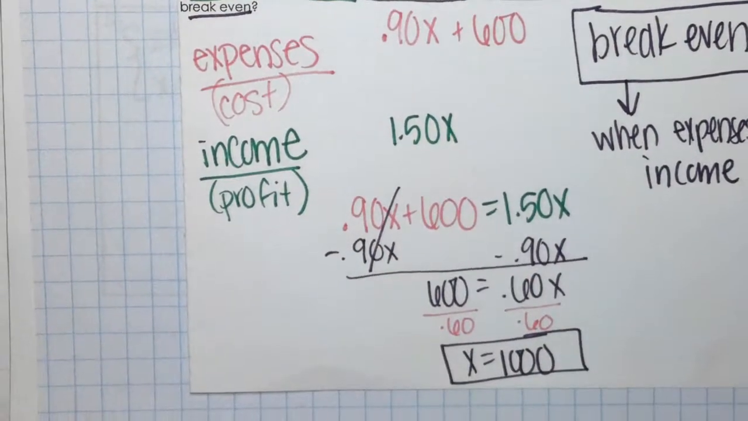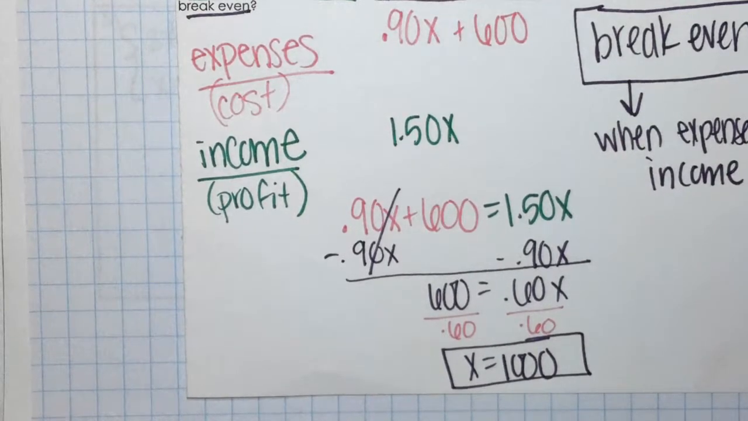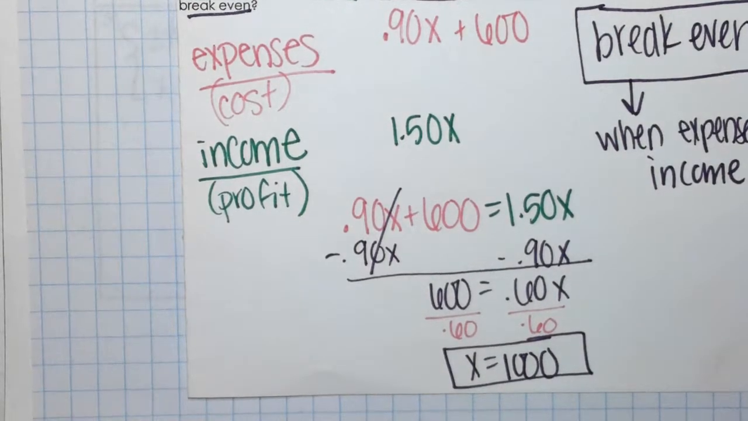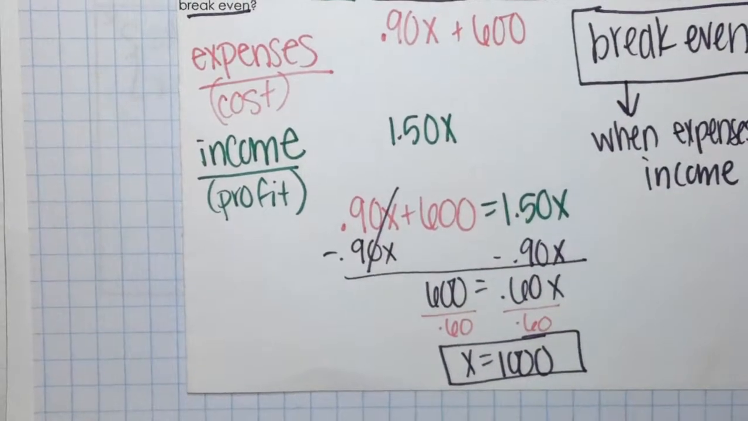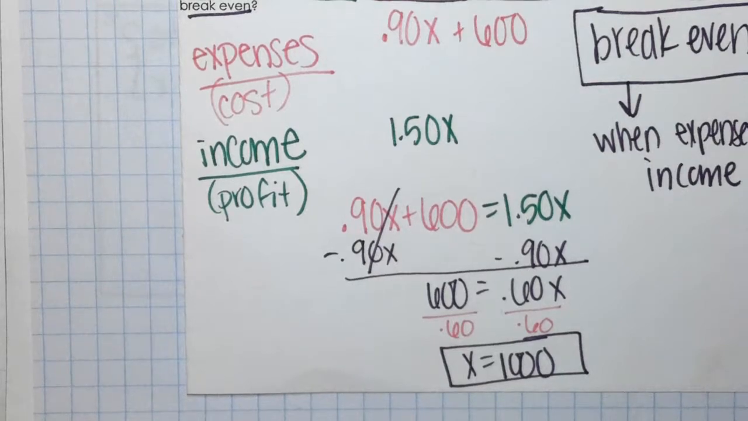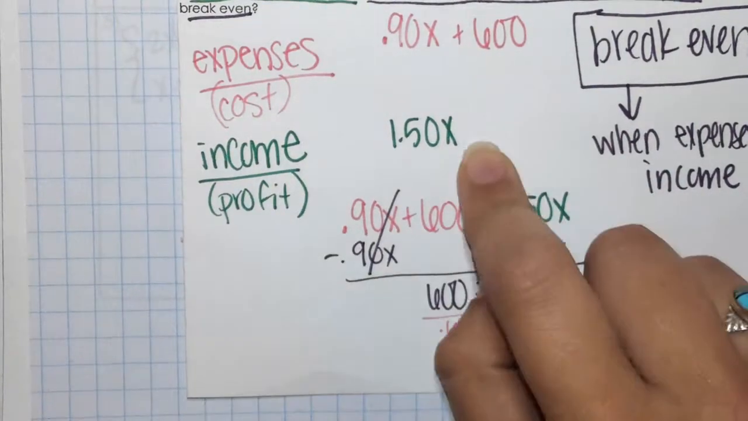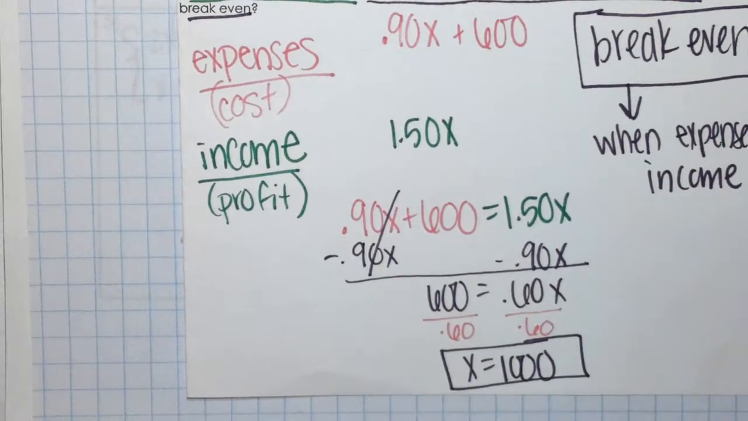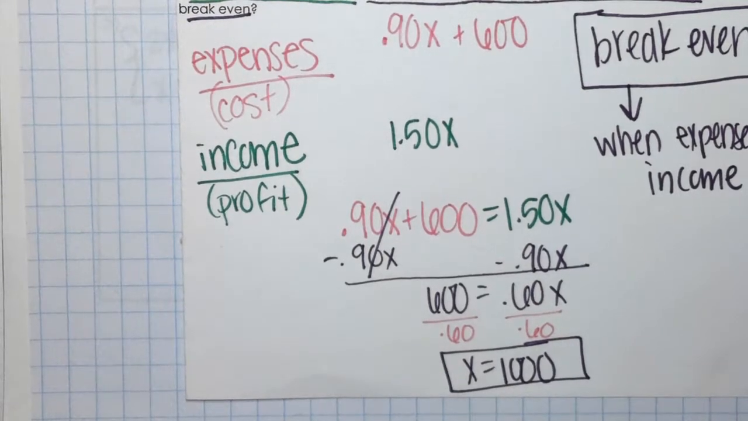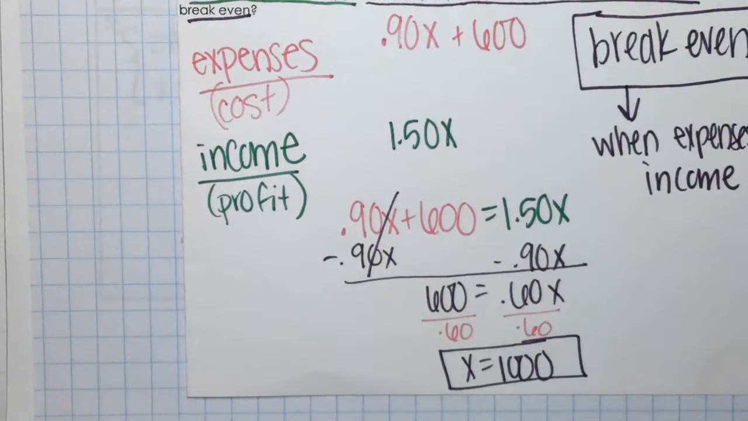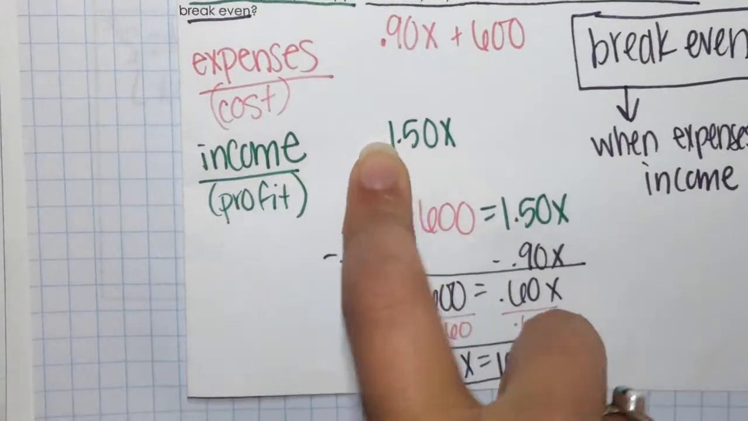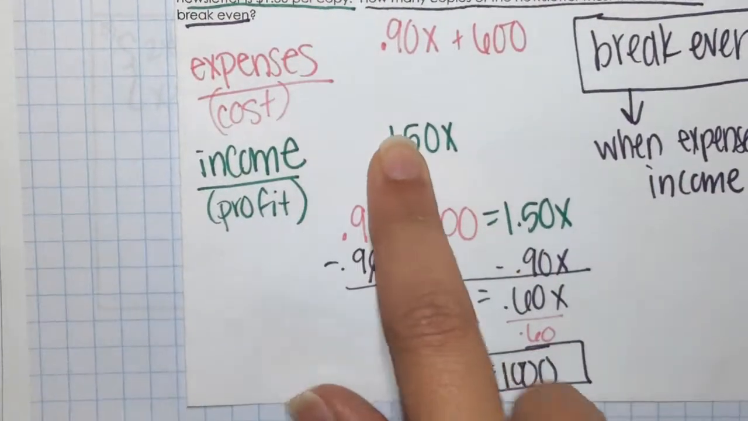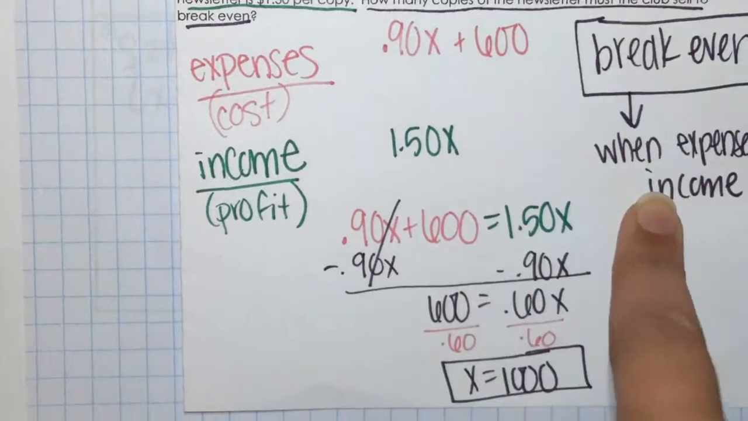How did we know what our income was? Can you wait just a minute? Thank you. All right, so we knew what our income was because it told us that we made $1.50 per copy. We knew to set them equal because we said break even.